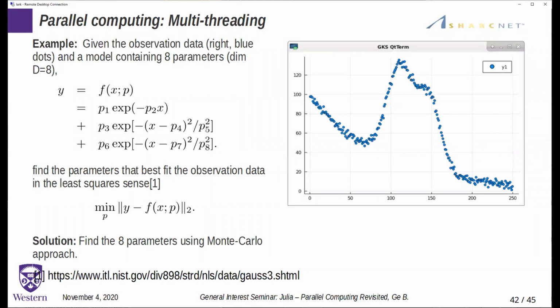Given a set of observation data, as shown in the blue dots in the diagram on the right, we use a given model f of x containing 8 parameters to fit the data. That is, to find the parameters that best fit the data in the least squares sense. And we're going to use a Monte Carlo method to do so. This is a toy example. The purpose is to show how we implement it in Julia and how to perform parallel processing.